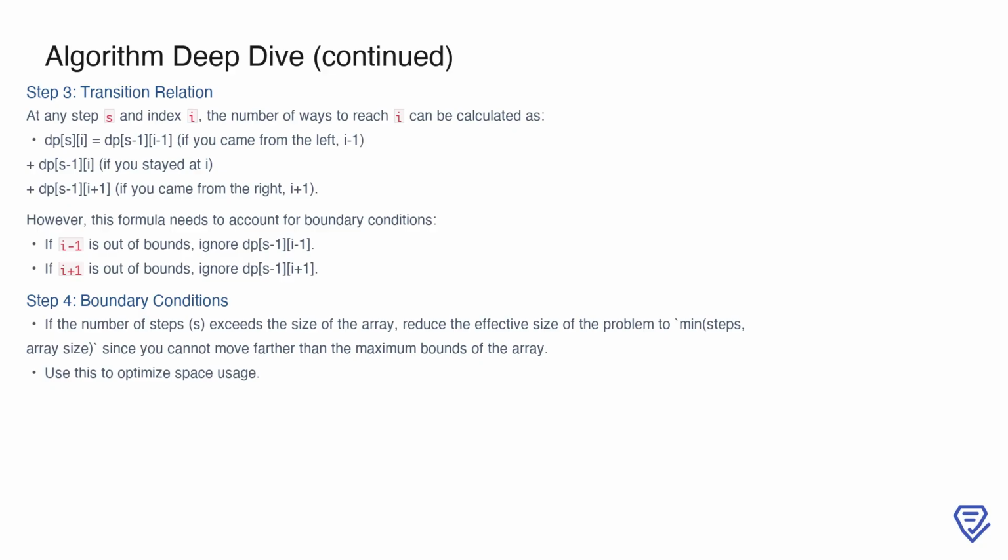Similarly, if i plus 1 is out of bounds, we ignore dp[s-1][i+1]. Additionally, we need to manage bounds effectively. If the number of steps exceeds the size of the array, we can limit the problem to the minimum of steps and the array size, as you can't move beyond the array's maximum bounds. This optimization helps ensure we don't waste computation on unreachable indices.